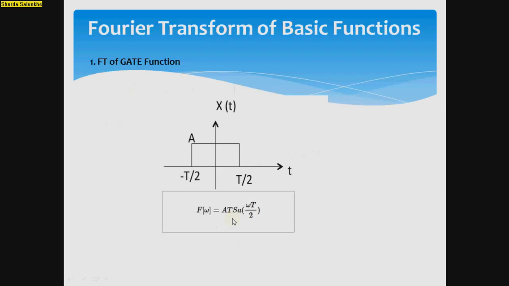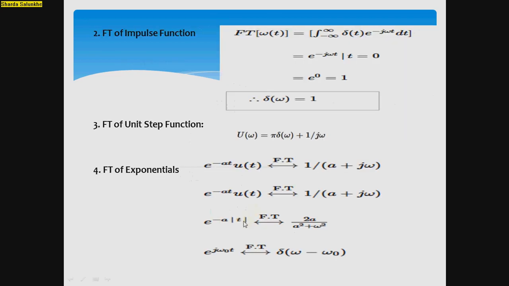Next, the representation of the Fourier transform of basic signals. This is the gate signal, that is, the Fourier transform of a gate function having maximum amplitude A and period minus T by 2 to T by 2. So its Fourier transform becomes F of omega is equal to A T Sa of omega T divided by 2. Next, the impulse function: the Fourier transform of the impulse function is 1. Unit step function: the Fourier transform of the unit step function is pi delta of omega plus 1 by j omega.